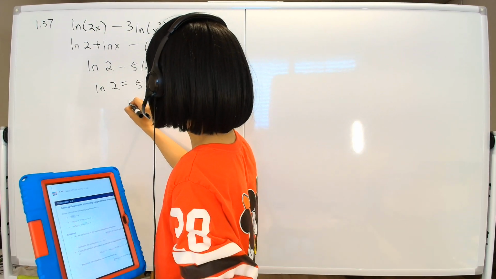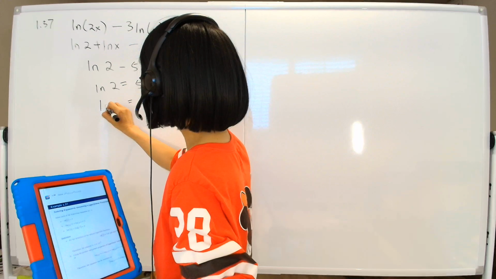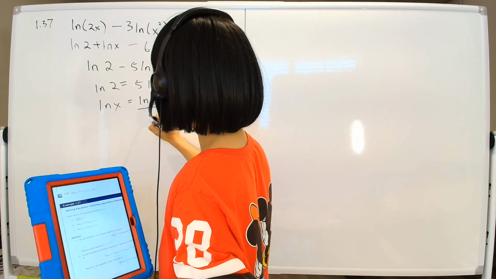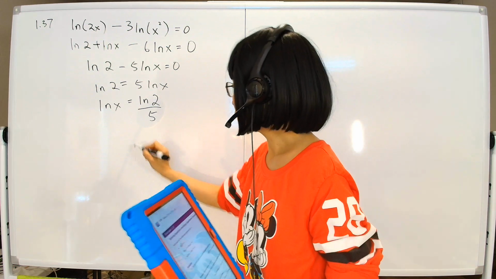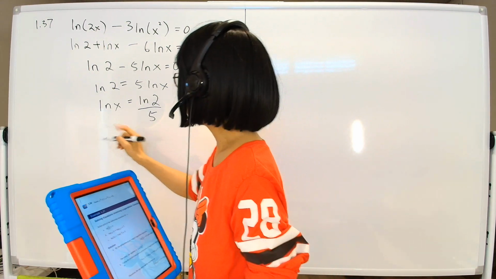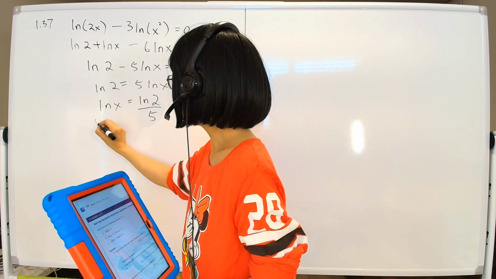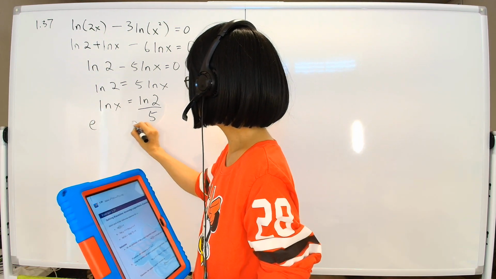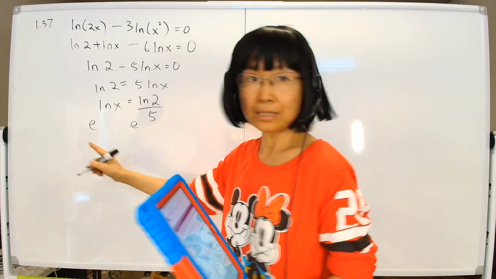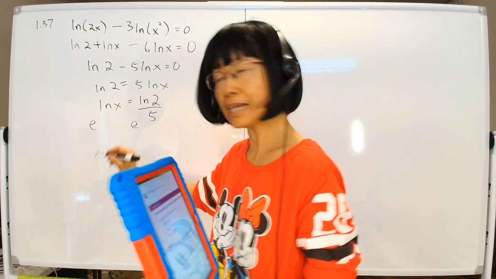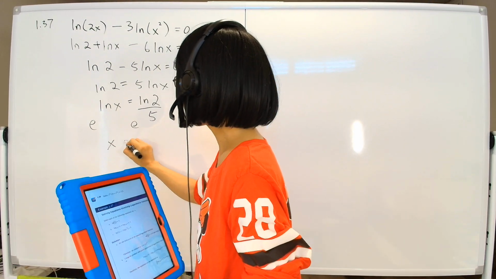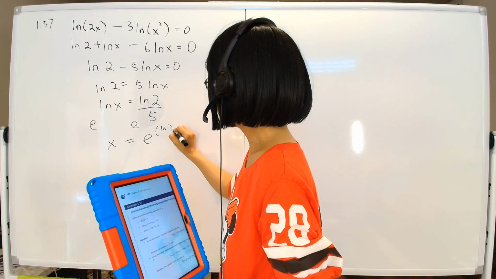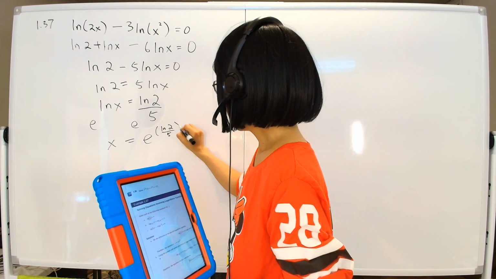Okay, let's divide by 5. So then natural log of x is ln 2 divided by 5. Which means by definition, you put the e here. Put an e on both sides, which means the e and ln, being inverse functions, cancel out. So you have x equals e to the power of all the stuff, natural log 2 over 5.